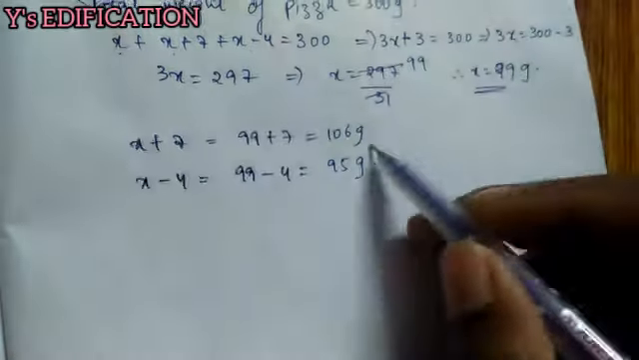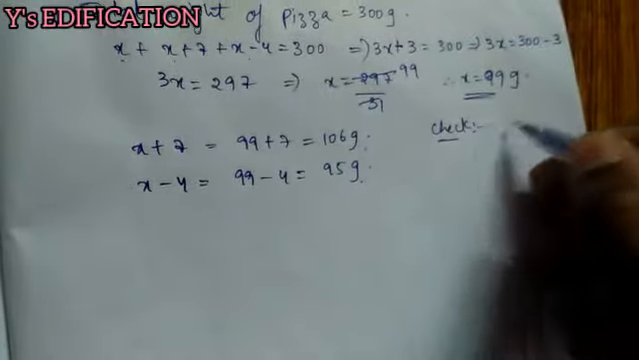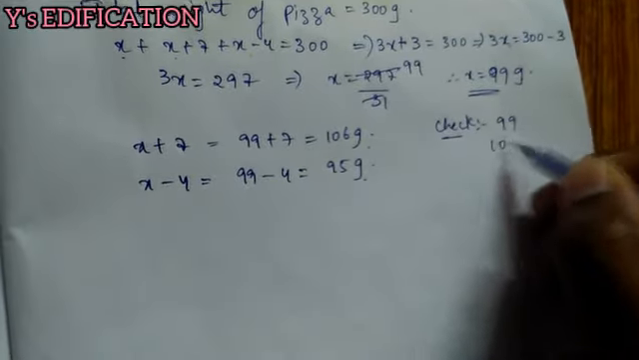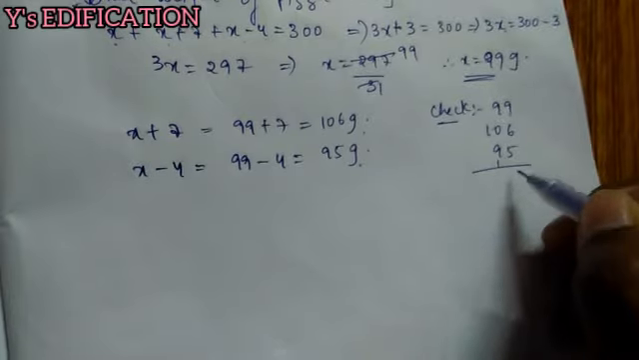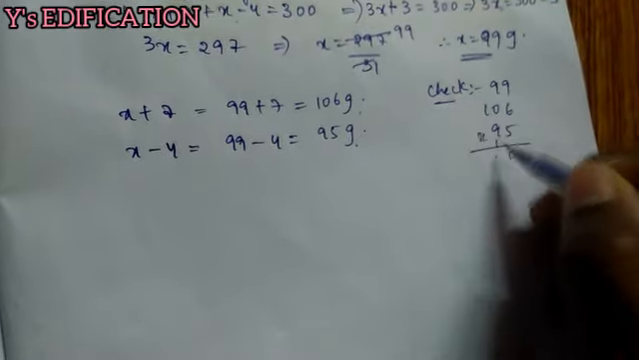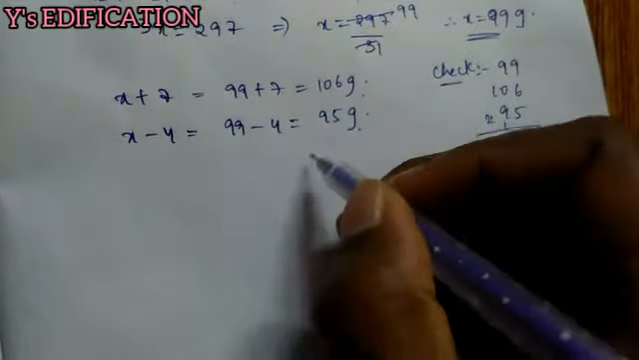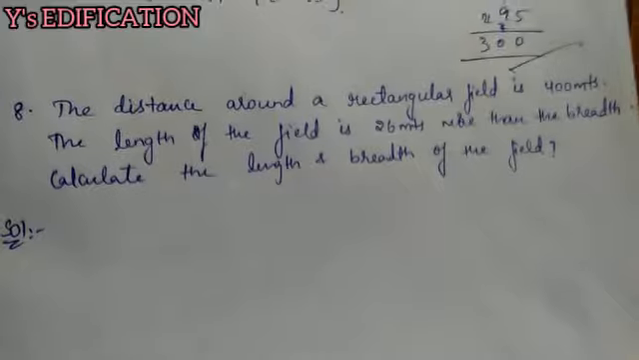When we add all these 3, we have to get 300. So let us do the check here. 99, 106, 95, we have to get 300. Got it? Okay, coming to the next one.